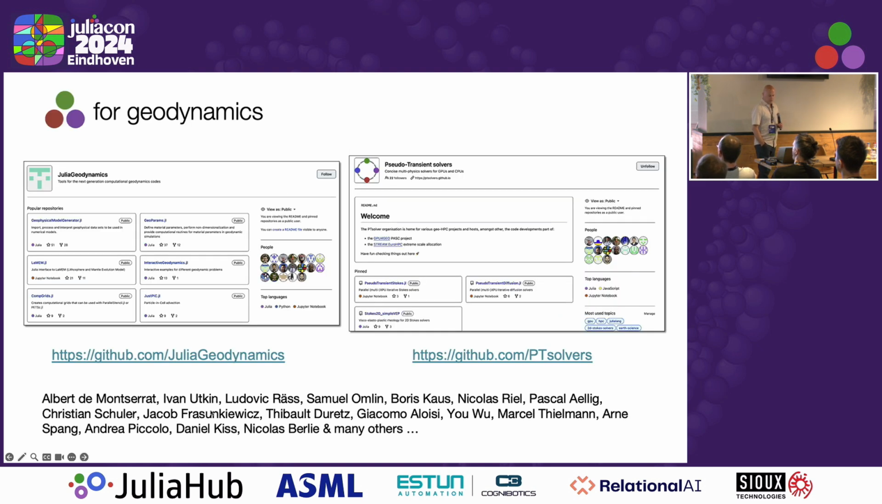The packages we have been developing are based in basically two organizations, JuliaGeodynamics and PseudoTransientSolvers. And there are lots of people that have contributed to that. Albert de Montserrat is one of the main postdocs that has been hired in this project, and he does incredible work. Same with Ivan, who is here and gave a talk, what was it, yesterday or so. So if you want to have a look, give this a look.